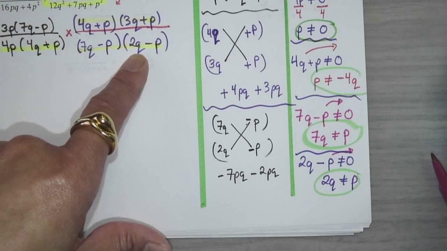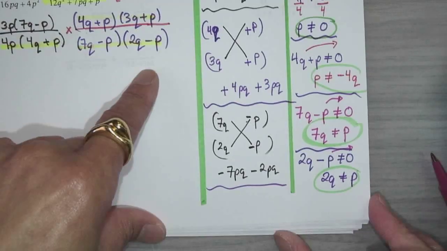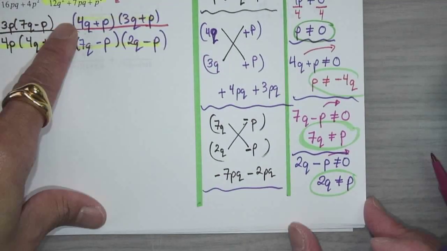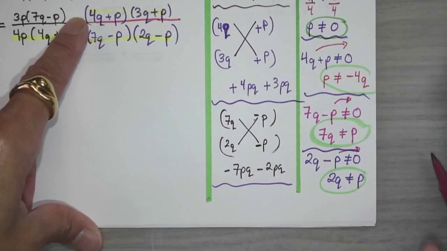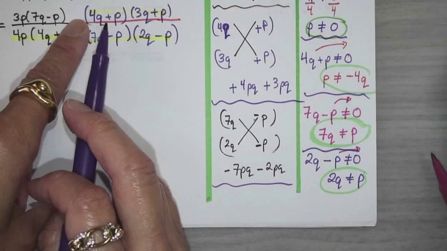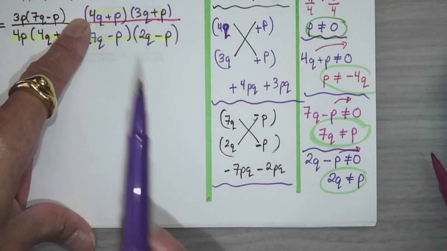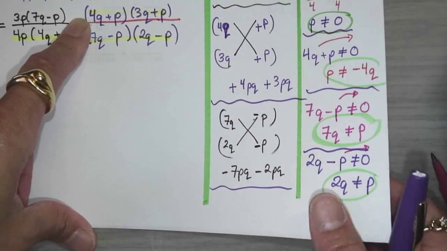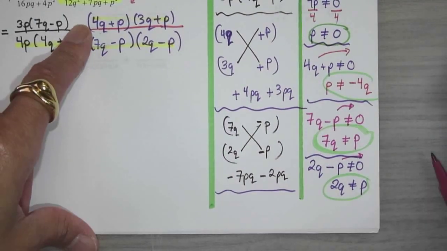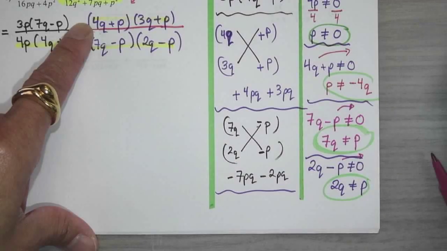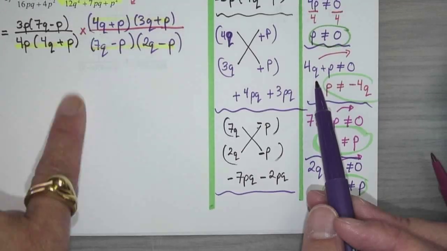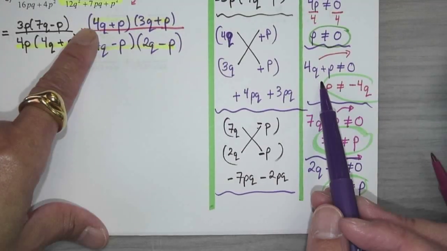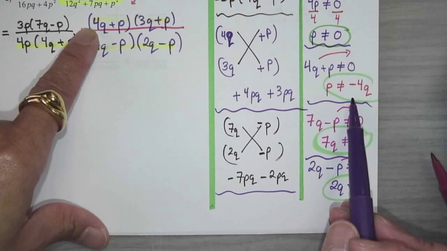All right. Now we go to the top. 4Q plus P cannot equal 0. The numerator here. What are you going to say to that? Sounds familiar, right? Didn't I just do that one? So I already did it here. I don't have to do it again. If it's already there, I already have the answer.